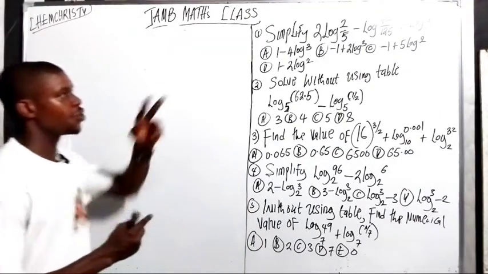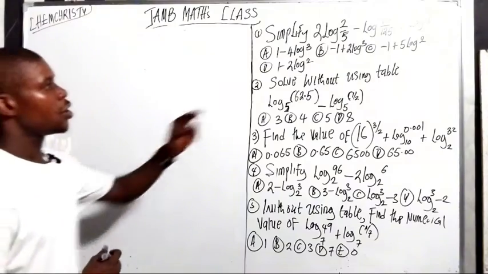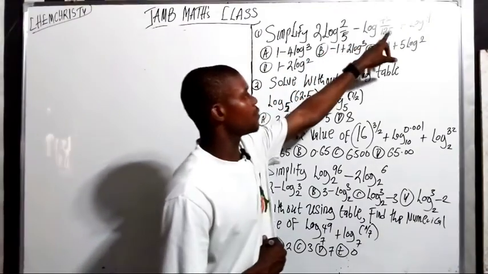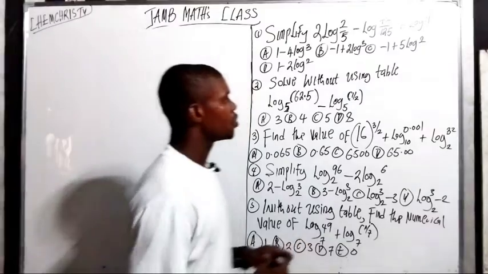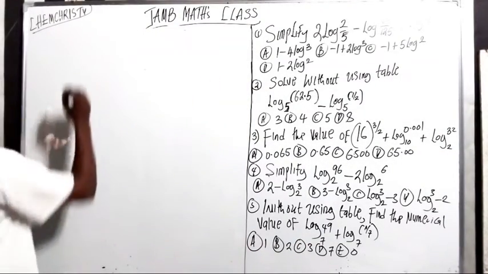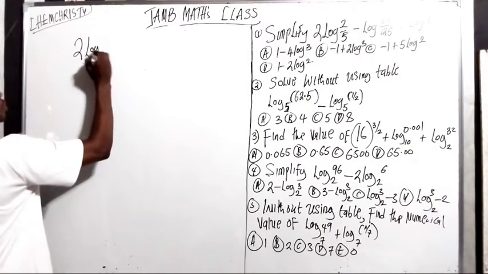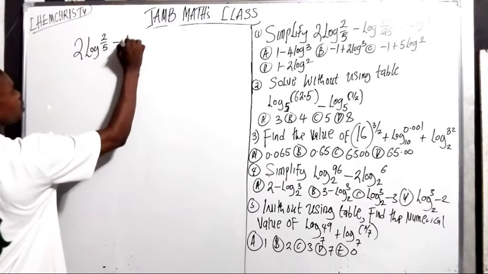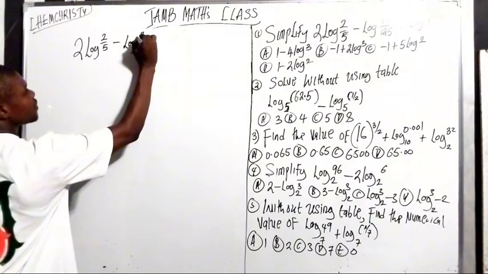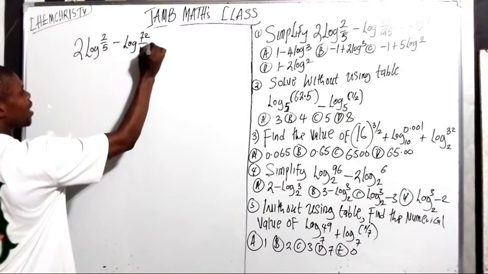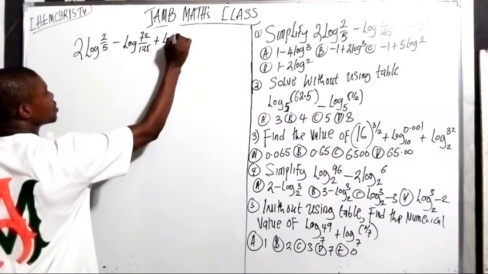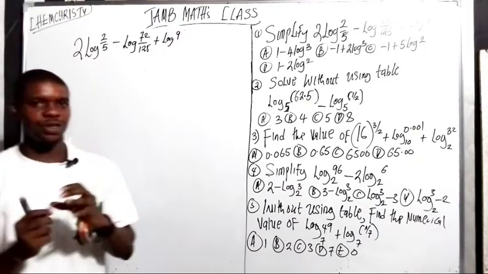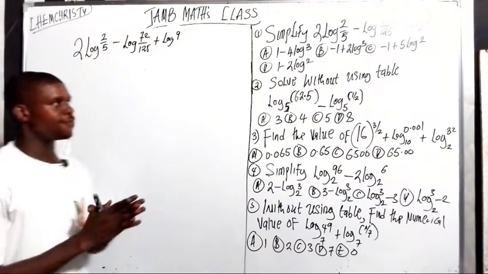So let's go into it. Let's look at what the first question is. Evaluate 2 log 2 over 5 minus log 72 over 125 plus log 9. So let's evaluate it here: 2 log 2 over 5 minus log 72 over 125 plus log 9. Pay close attention to me, I'm going to evaluate this for you.